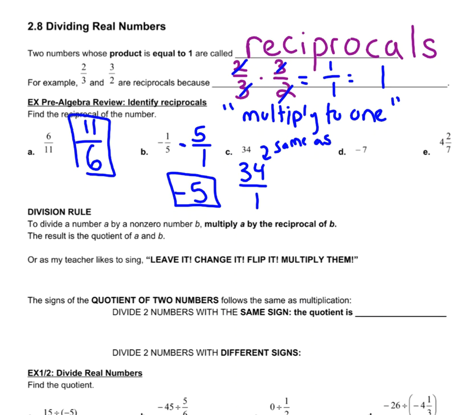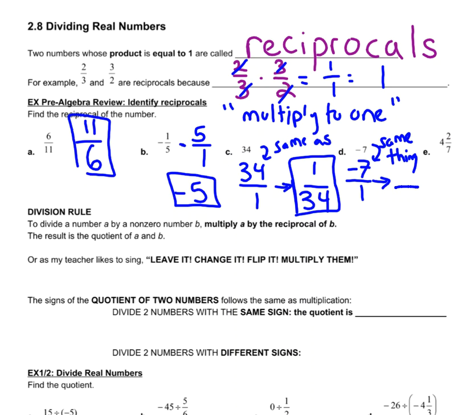And now we've got something to flip. Keep that fraction sign, flip that top and bottom, the numerator and denominator, and you have your reciprocal. D. Let's see, -7. Once again, I don't see a fraction sign. So -7 is the same thing as -7/1. And now, keep that fraction sign. Flip the top and bottom.